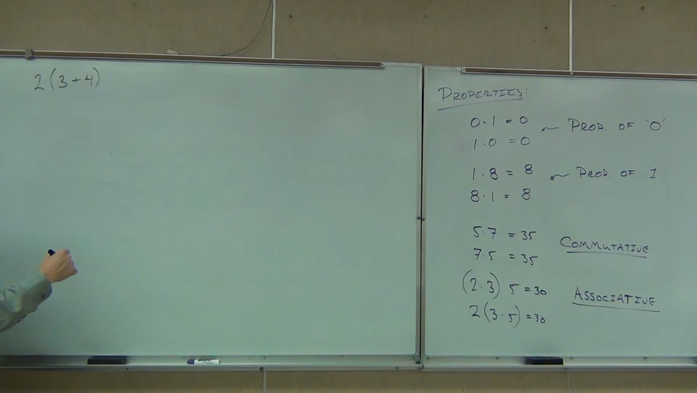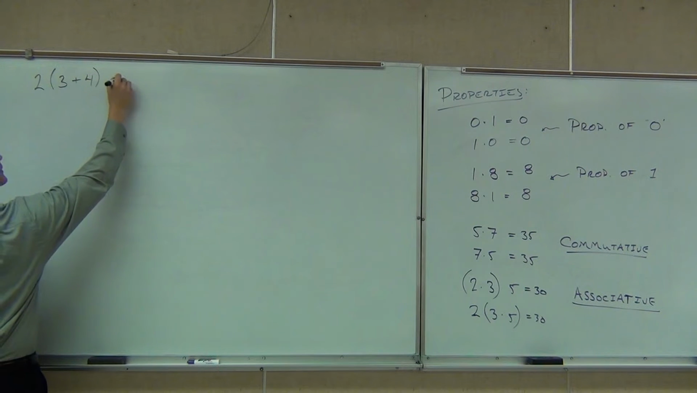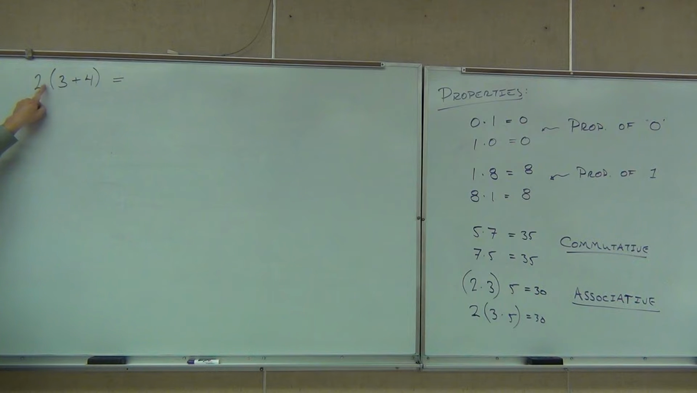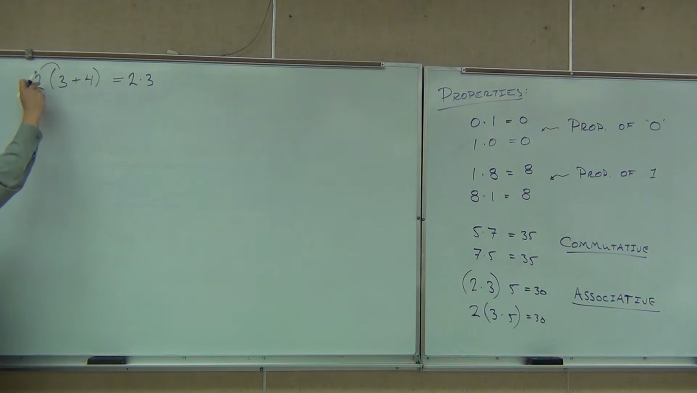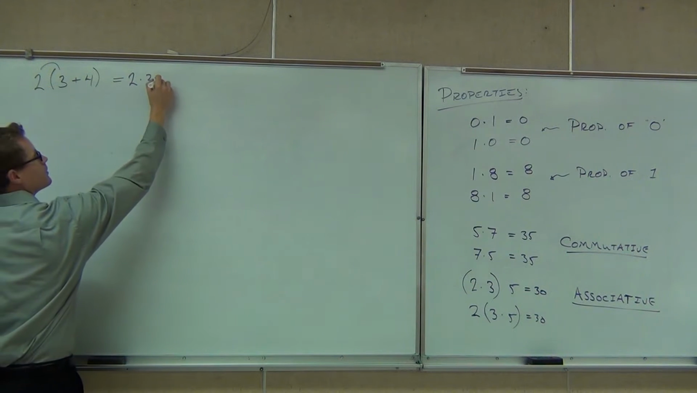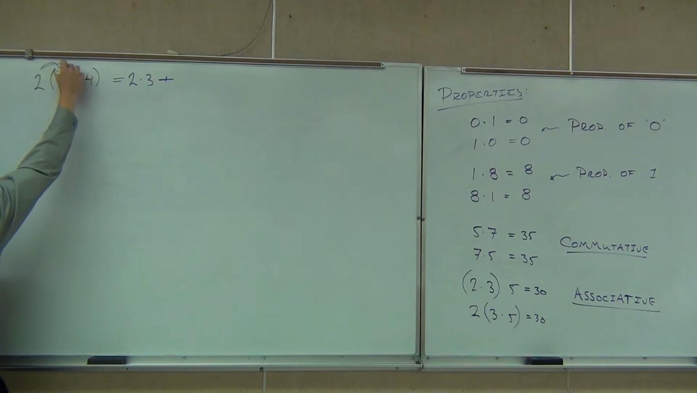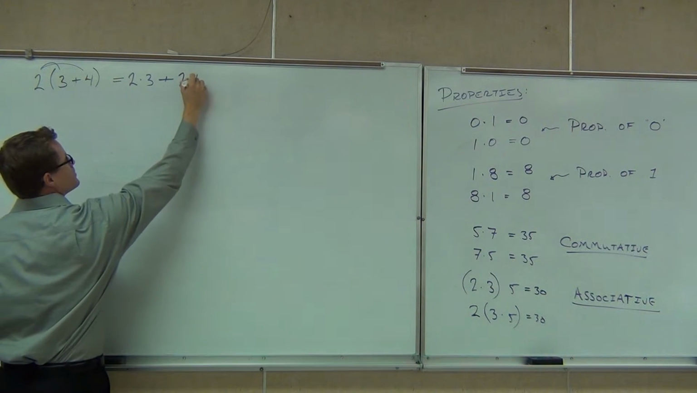What the distributive property says is this. I can take my 2, and because this operation between here is multiplication, I can multiply the 2 times the 3 and the 2 times the 4 and then add them. That's the distributive property. It's kind of cool. I'll show you what I mean. This is the same thing as 2 times 3. Notice how the 2 is being multiplied by the 3 plus, because we have a plus, 2 times 4.